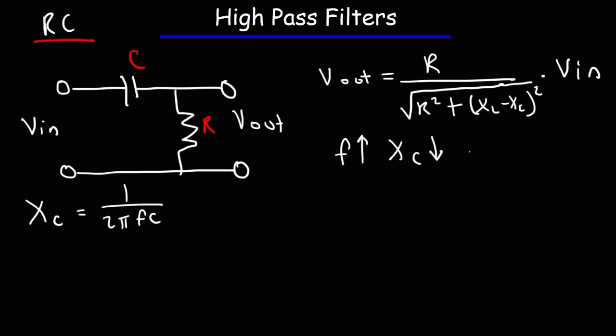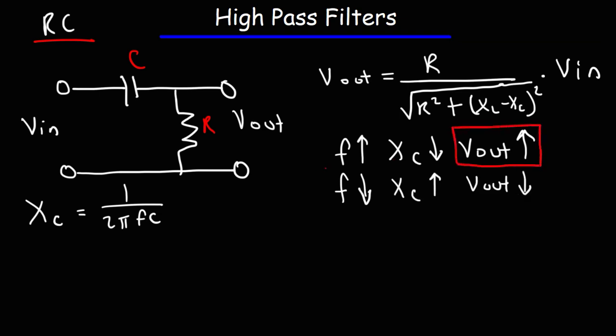Now, as XC decreases, what do you think is going to happen to the output voltage? Keep in mind, XC is in the denominator of that fraction. So if you decrease the value of the denominator, the fraction will increase in value. The output voltage will go up. Likewise, if you decrease the frequency, the capacitive reactance will increase, and the output voltage will decrease. So notice that the output voltage is high when the frequency is high. That is a characteristic of a high-pass filter.